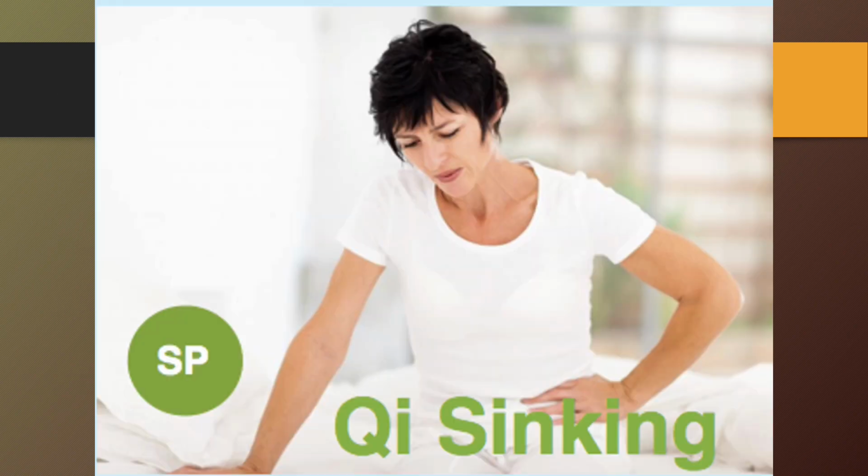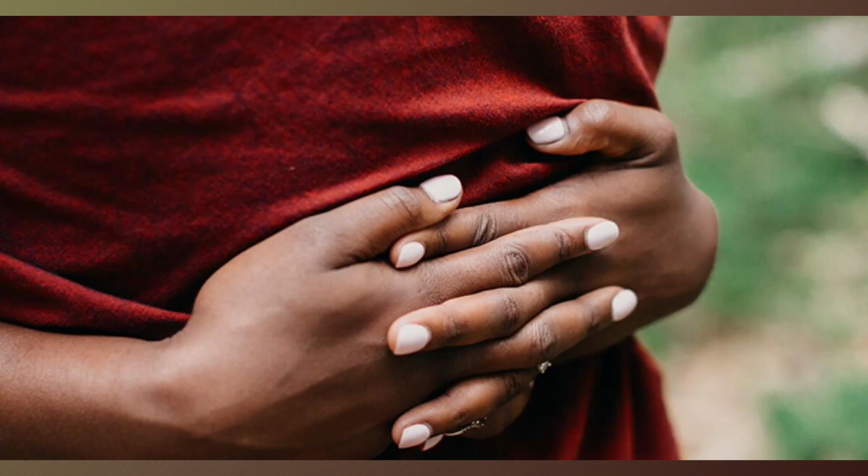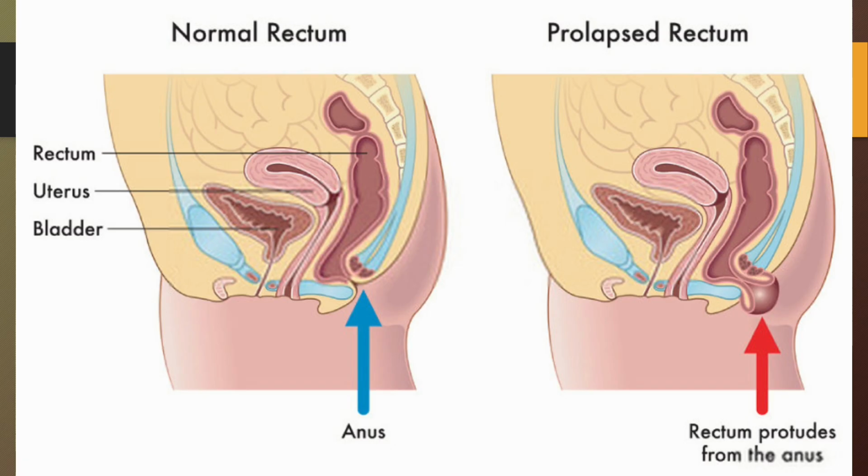Spleen qi sinking manifests as loosened tendons or muscles and prolapsed internal organs due to spleen qi deficiency. Main contributing factors include an improper diet, overexertion, and chronic conditions affecting the spleen. A falling sensation of the epigastrium or abdomen, particularly after eating food. Frequent urges for bowel movements with a falling sensation of the uterus.